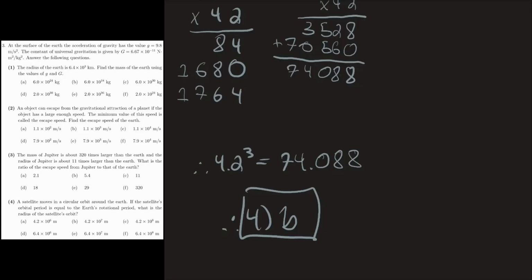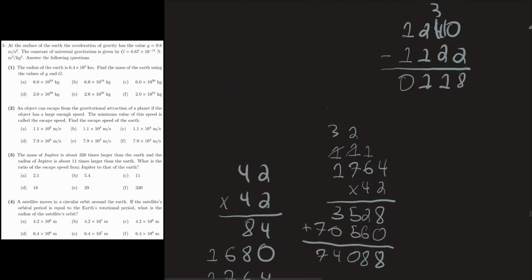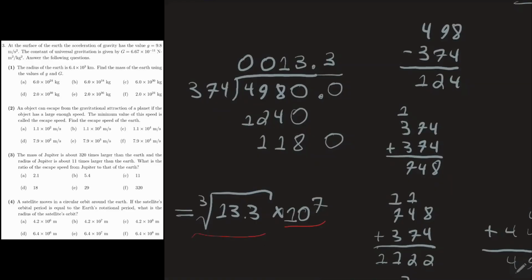4.2 cubed is 74, while if you found 6.4 cubed, it's 262. But I, of course, have 13, right? That's what I found earlier incorrectly. So again, I choose to assume that my mistake isn't that large, meaning if that is true, then the actual correct answer is 4.2. So I chose option B, and that happened to be correct.